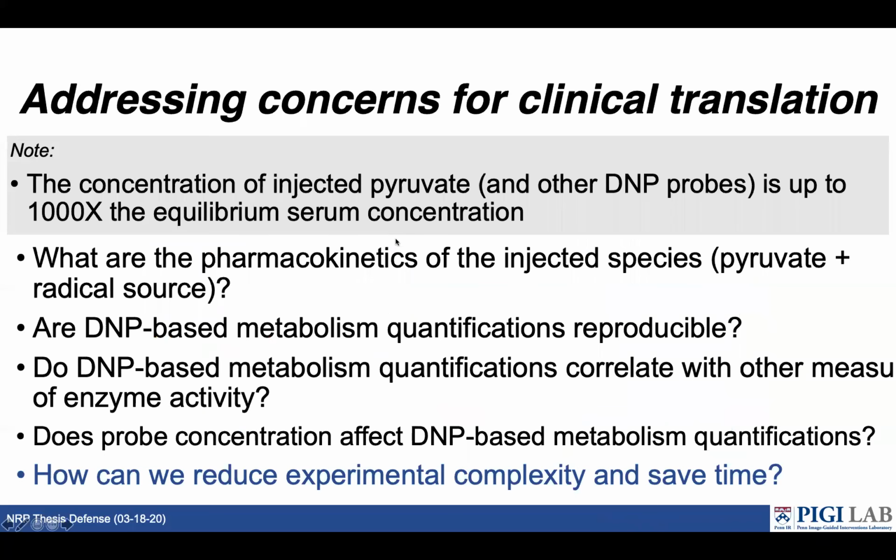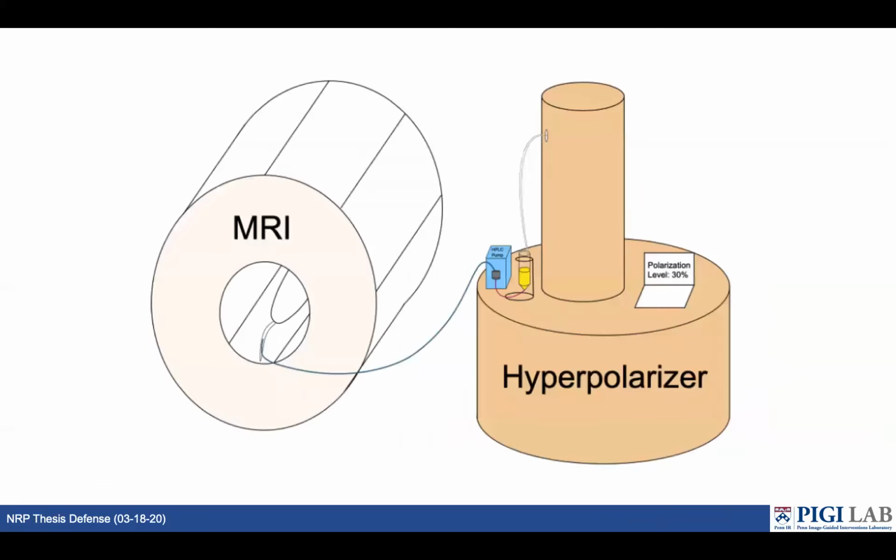And then one of the more fun questions was, how can we reduce experimental complexity and save time? And this, again, just to return to an earlier point I made, time is signal in all of these experiments. So the faster you can get the injection to occur, the better. And so back to this drawing, the original setup we had back when I started my PhD, it would take about 4 hours to get one of these experiments done.